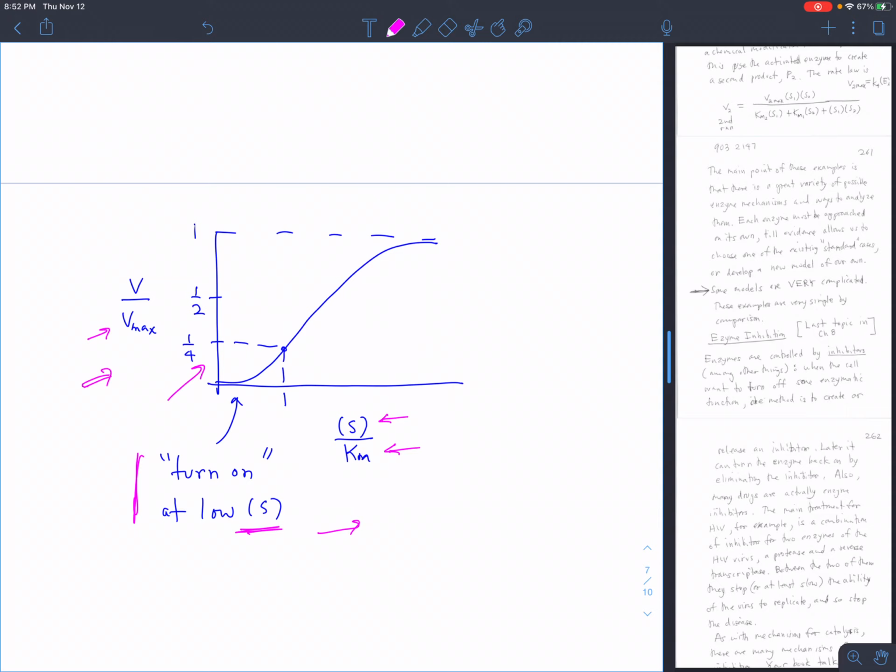The next thing we'll talk about after the exam is enzyme inhibition, which is probably more interesting generally.